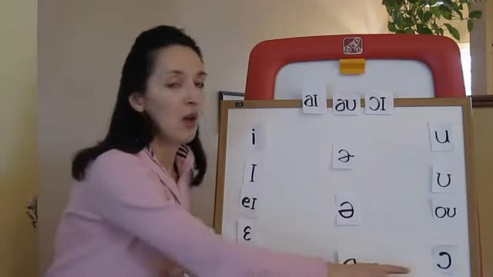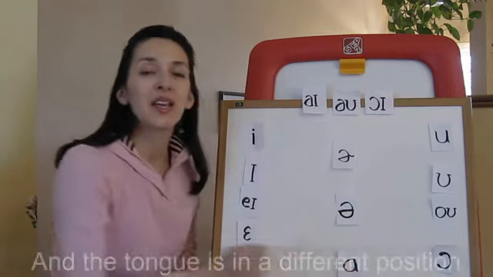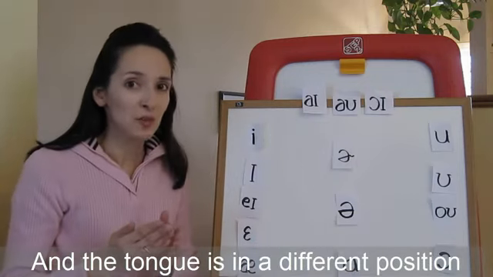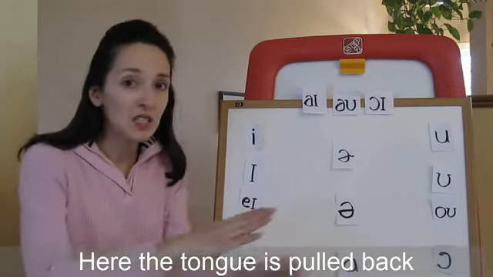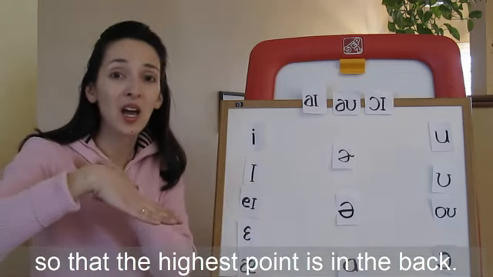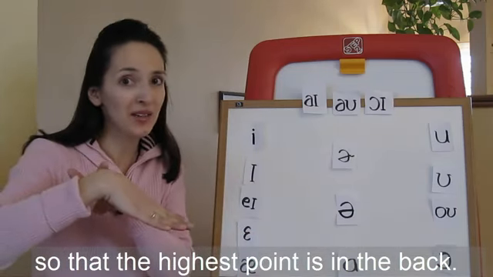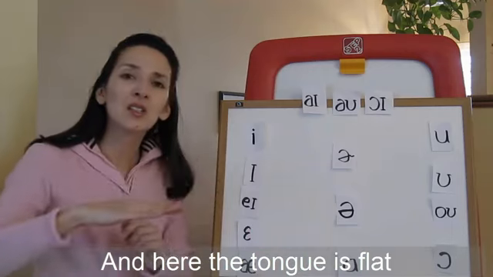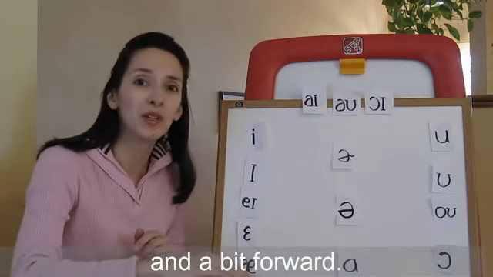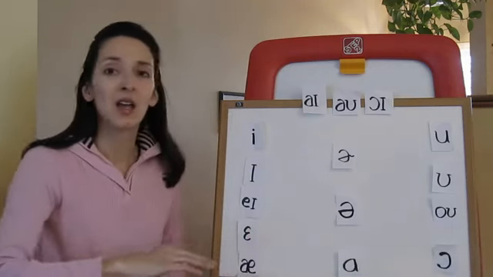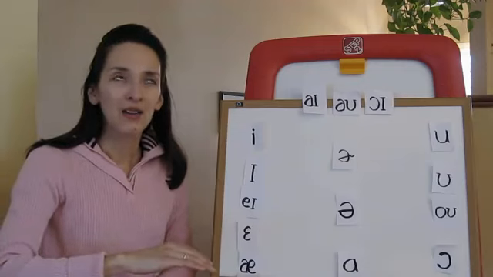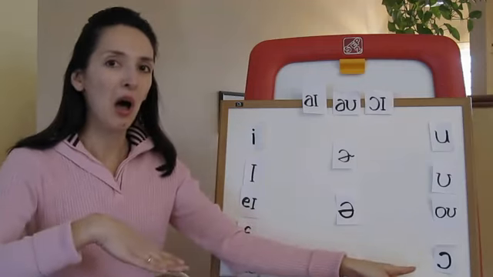Aw. And the tongue is in a different position. Here, the tongue is pulled back so that the highest point is in the back. And here, the tongue is flat and a bit forward. So this is aw, and this is ah.